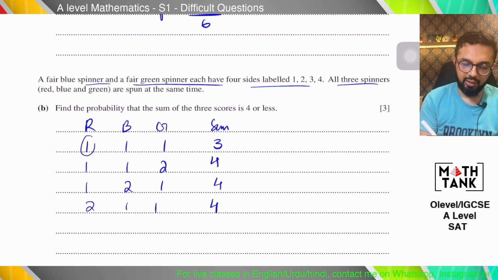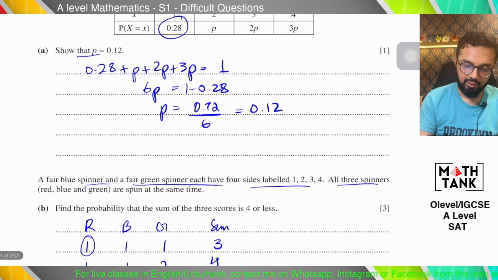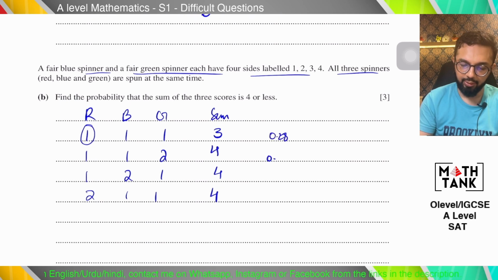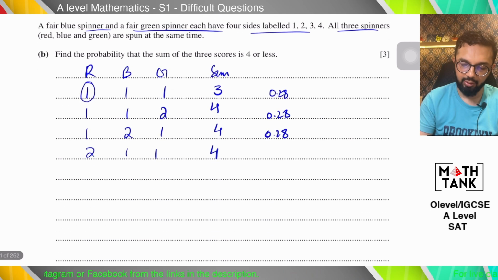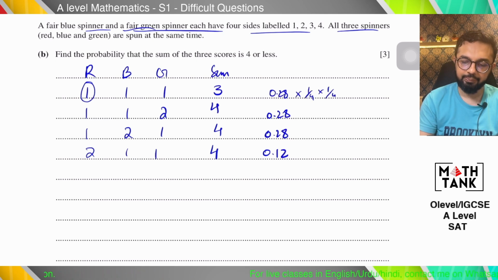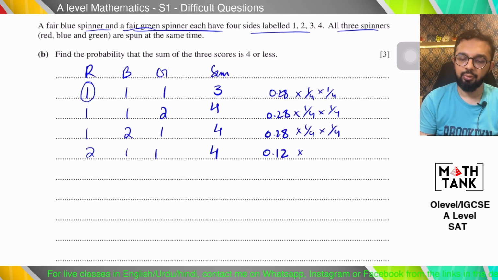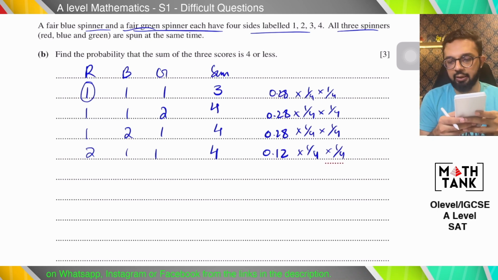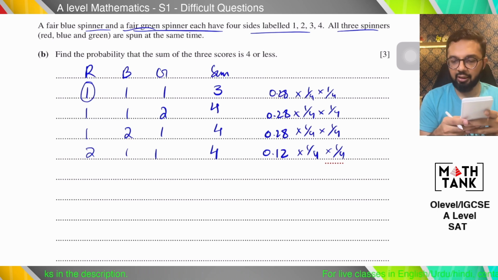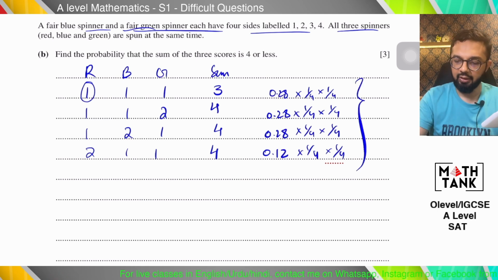Okay, so what's the probability of getting 1 on the red die? It's 0.28. So all of these are 0.28 first, 0.28, 0.28. Or the probability of getting a 2, it's p, so 0.12 here. The other two are fair, so I'm going to say that 1/4 and 1/4. Any score on the blue or the green spinner is 1/4. Okay, so I'm going to say that it's 0.28 times 0.25 squared times 3 plus 0.12 times 0.25 squared.